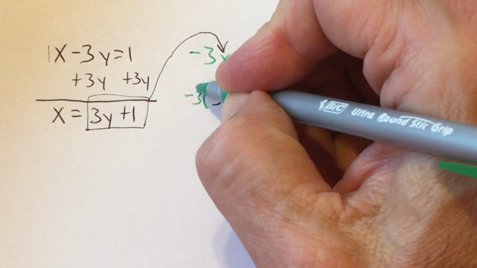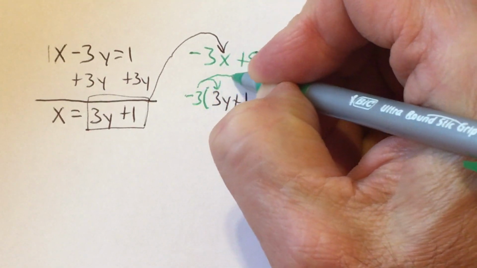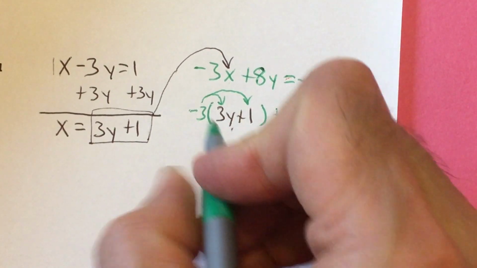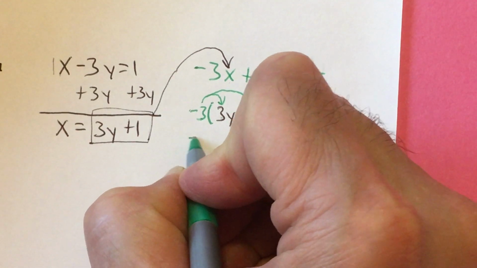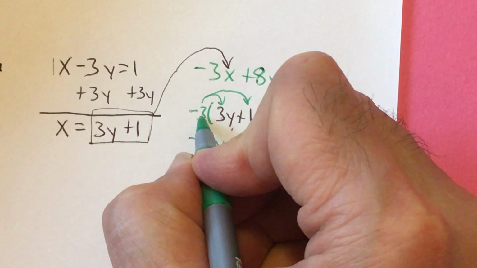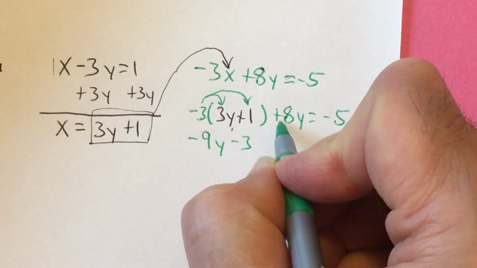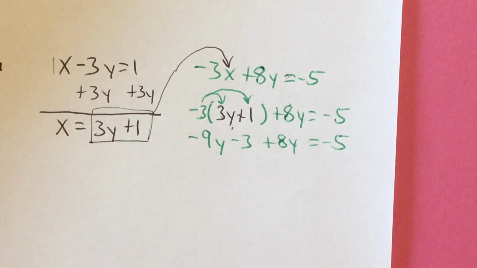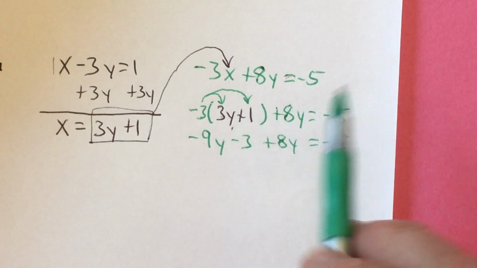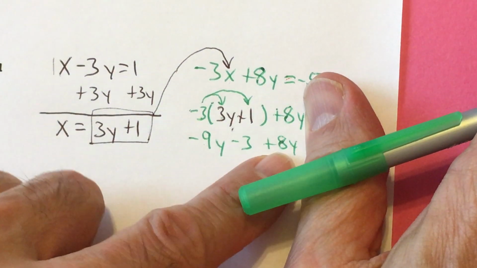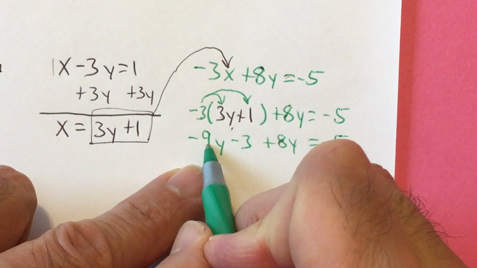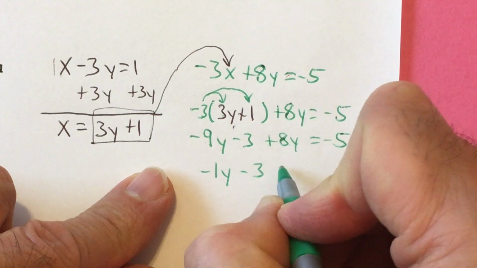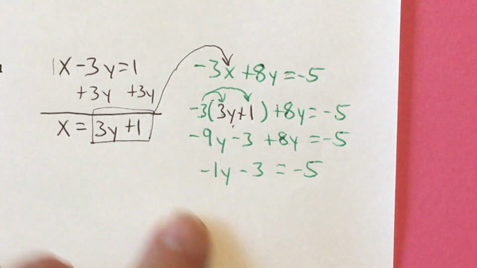So, this is why we taught how to do those longer equations with parentheses and everything. We're going to distribute the negative 3. Negative 3 times 3, negative 9y. Negative 3 times 1, negative 3. Plus 8y equals negative 5. Combine like terms. Here's my equal sign. These are my like terms. Negative 9 plus 8 is negative 1y, minus 3 equals negative 5.